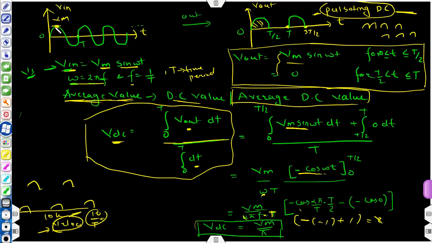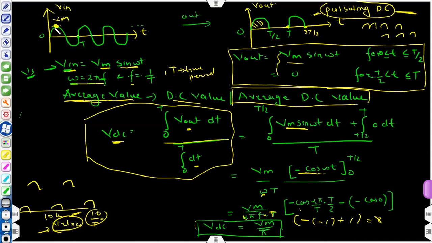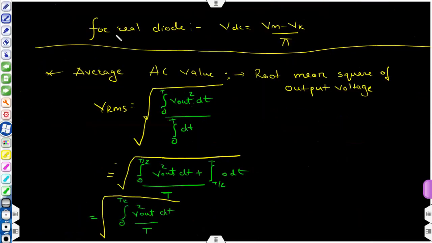If a transformer is being used, this Vm will be the maximum value of the secondary winding. Again repeating, VDC is given by a very simple formula, Vm by pi. Now for a real diode, VDC is simply replaced by Vm minus Vk, divided by pi. Vm is always subtracted by Vk. So VDC is given by Vm minus Vk by pi.